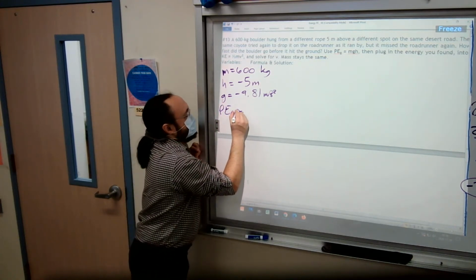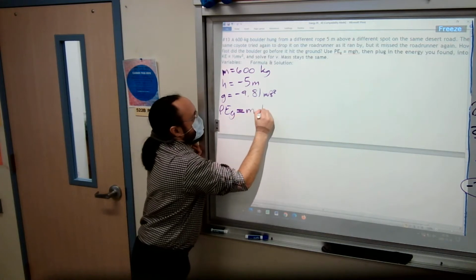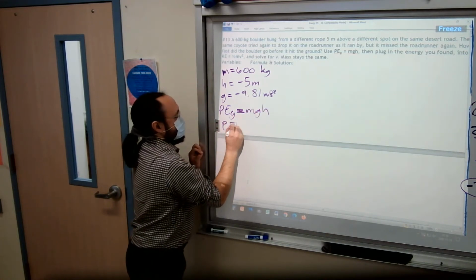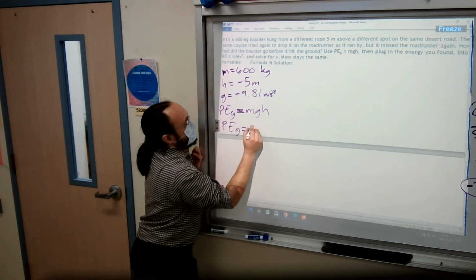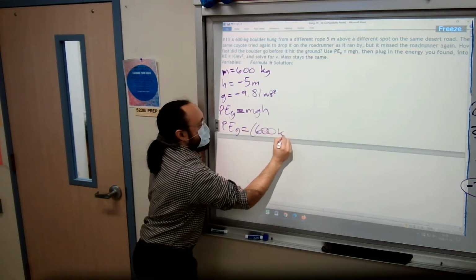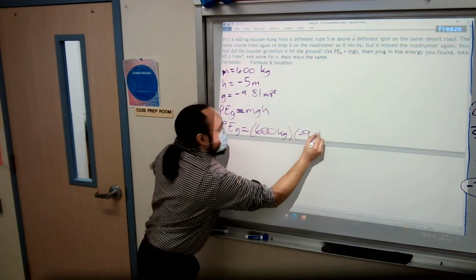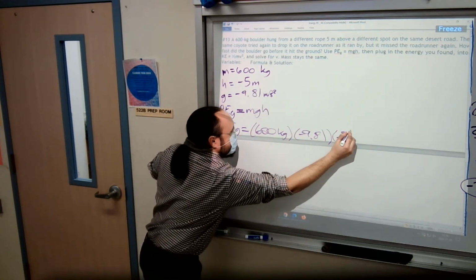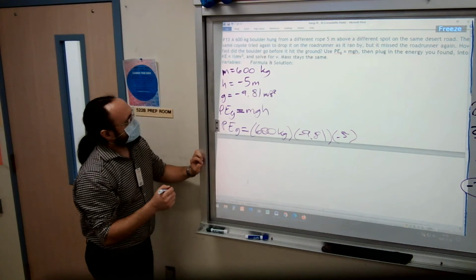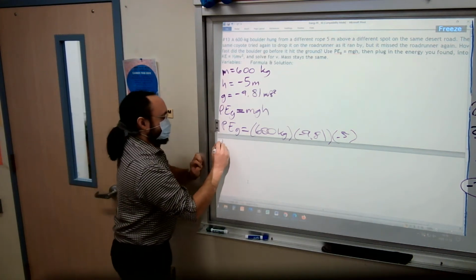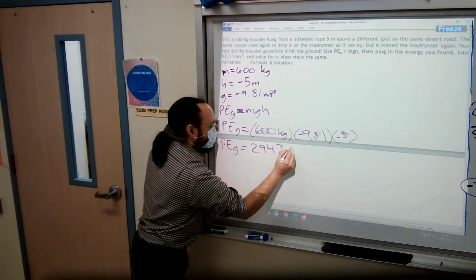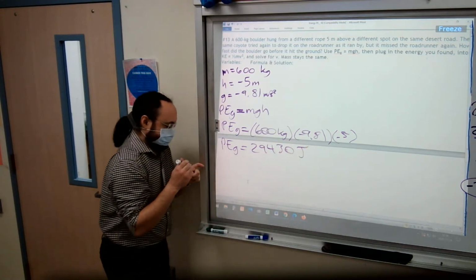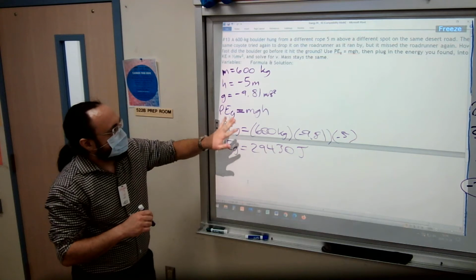So we're going to use MGH, and then plug everything in. Let's see, M is 600, G is negative 9.81, and H is negative 5. And when I multiply all those, my calculator gives me 29430 joules.